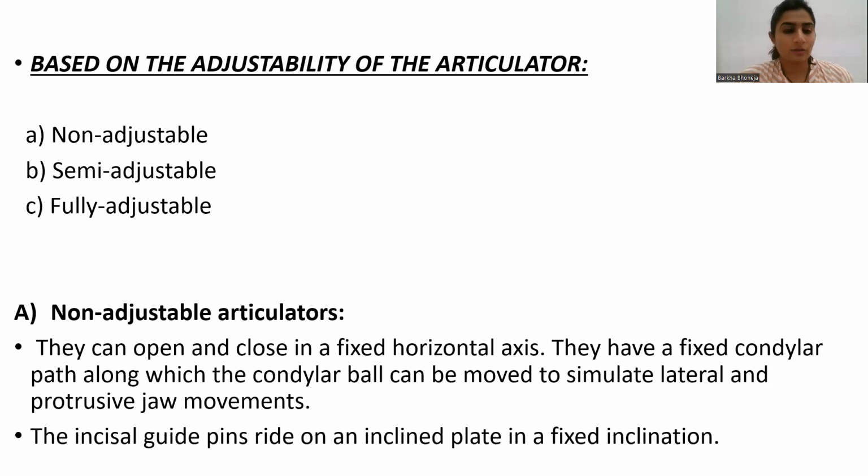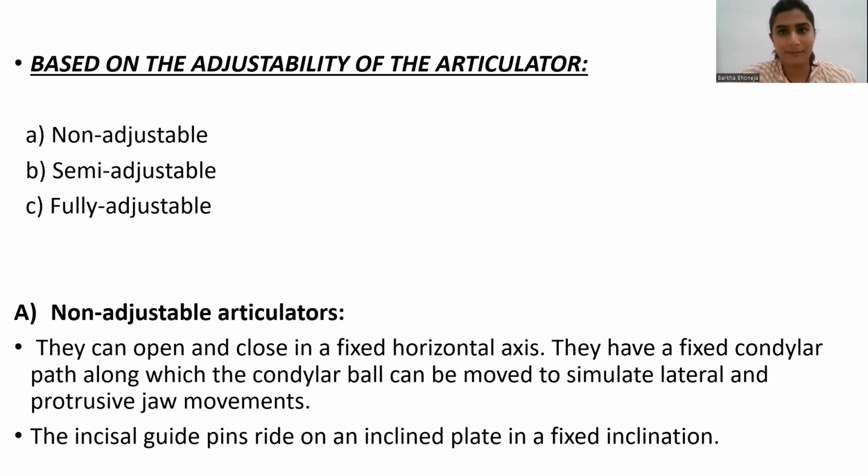Non-adjustable articulators can open and close in a fixed horizontal axis. Now, this fixed horizontal axis is basically your hinge axis, the transverse hinge axis, which is locating the center of the condyle. They have a fixed condylar path along which the condylar ball can be moved to simulate lateral and protrusive jaw movements. I'm so sorry, it is not stimulate, it is simulate. Okay, so they have a fixed condylar path. Now, what is the condylar path? This hasn't been mentioned before.